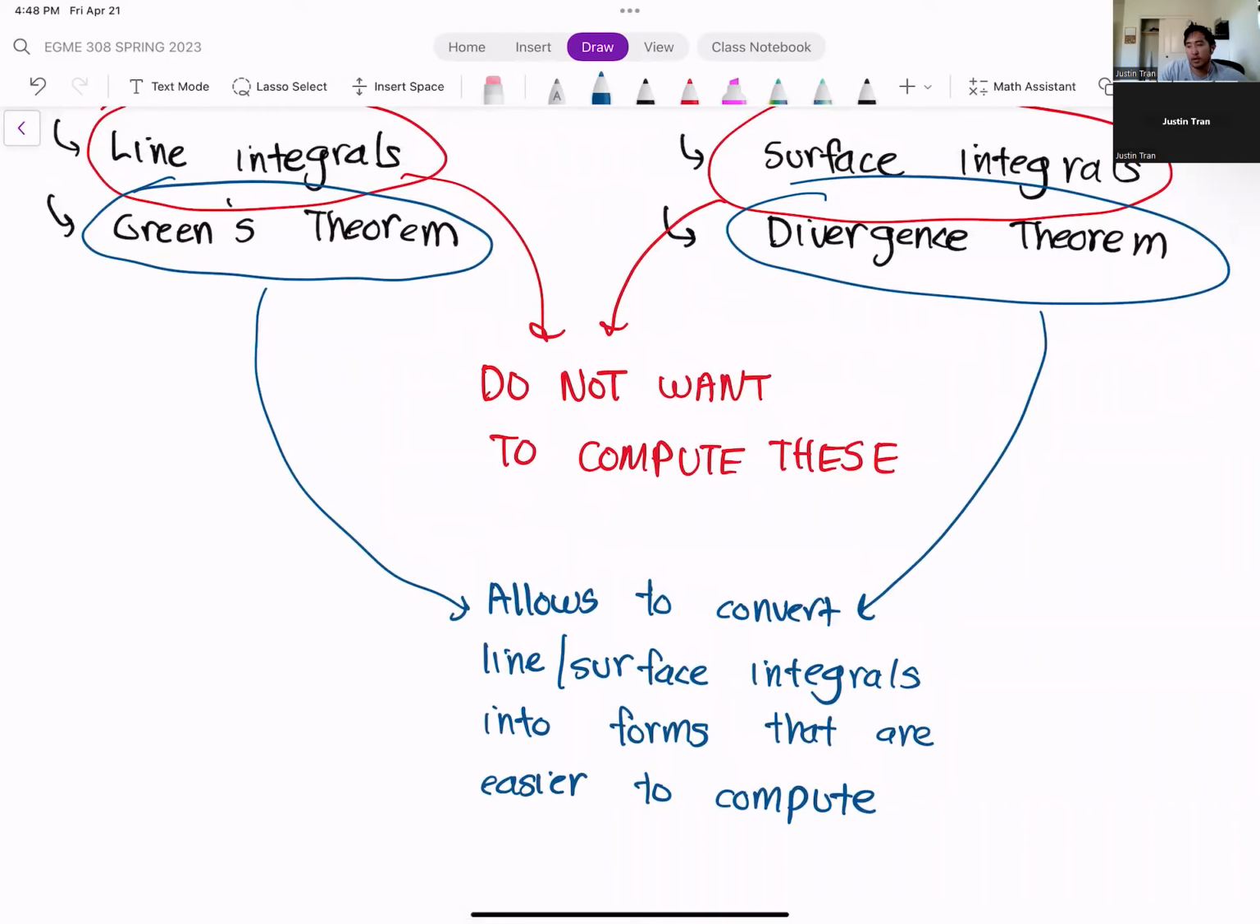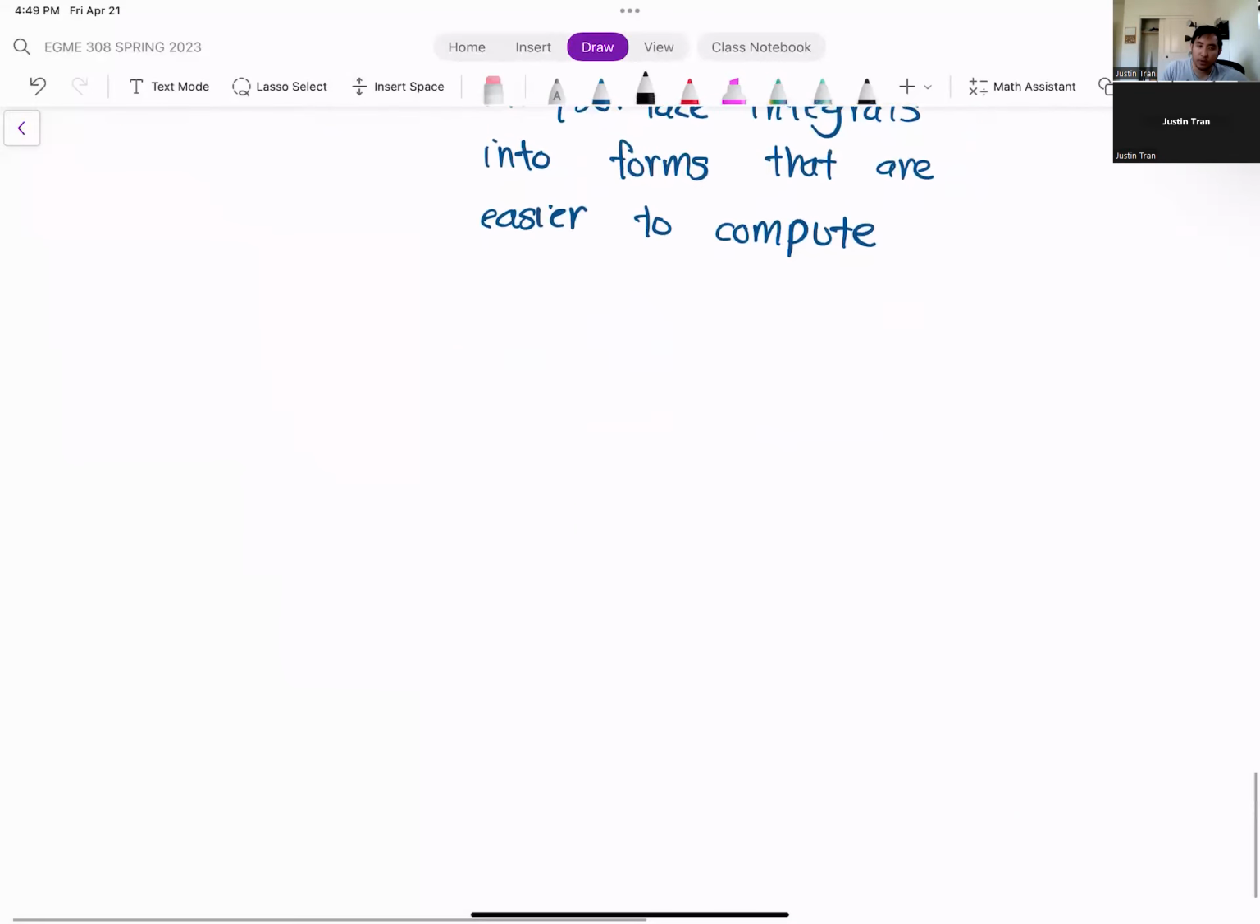And so that's in terms of calculations. And so if you see a problem on the exam with a line integral or a surface integral, the first thing you should ask yourself is, can I use one of these integral theorems to convert this into an easier form? And a lot of times that easier form is going to be a lot easier to work with. Okay. So with that in mind, let's go ahead and review everything really quickly.